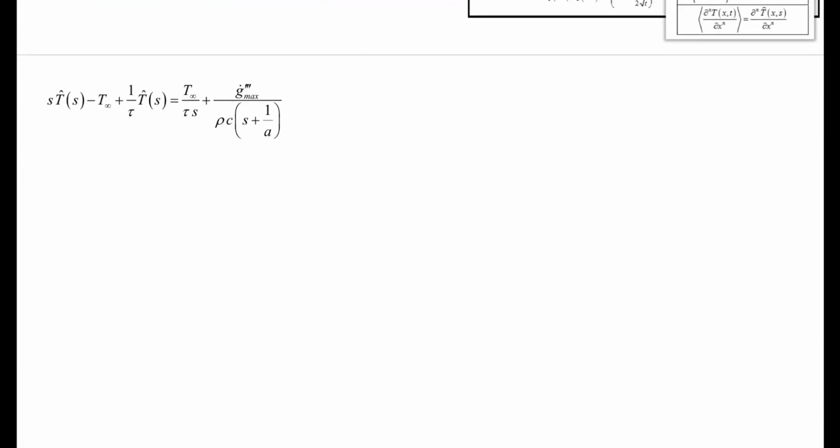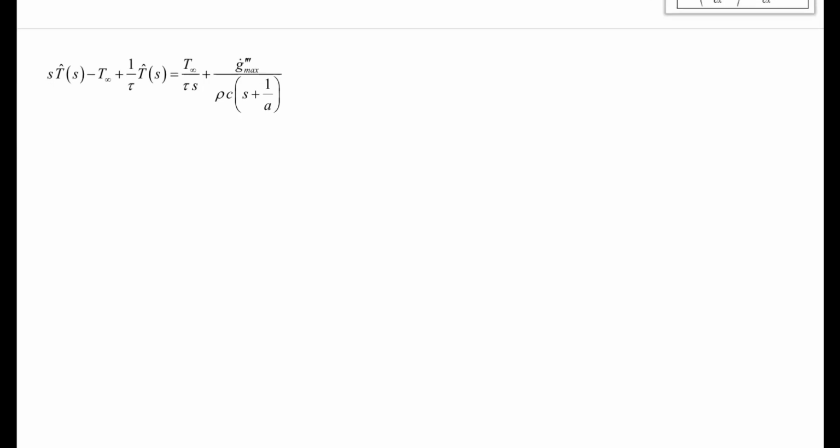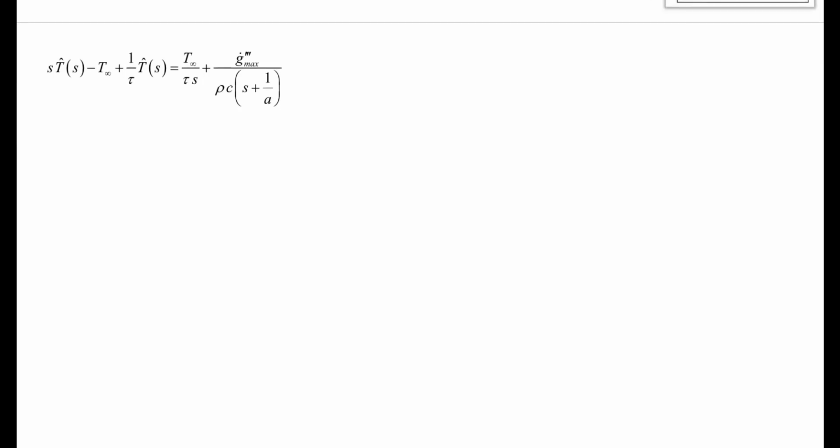So we now have this expression in S. This is great, but how do we actually take the inverse of this? We have to get this back into the time domain. So in order to do that, we need to break it up a little bit. So let's solve this for T of S first of all. We have T of S appearing here and T of S appearing here. We want some single expression as a function of S. So if we do that, it's pretty straightforward.